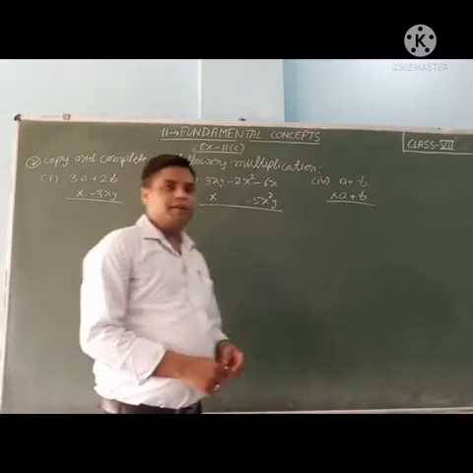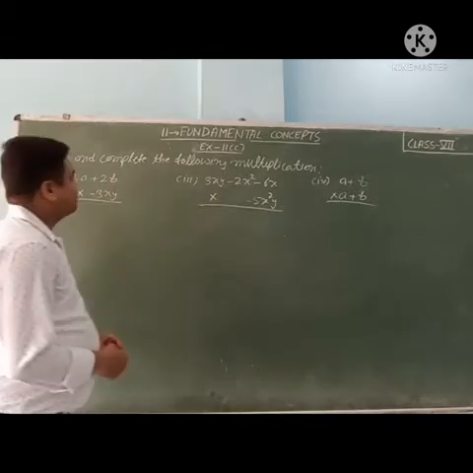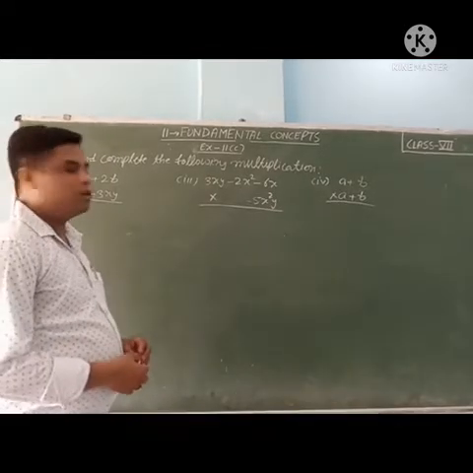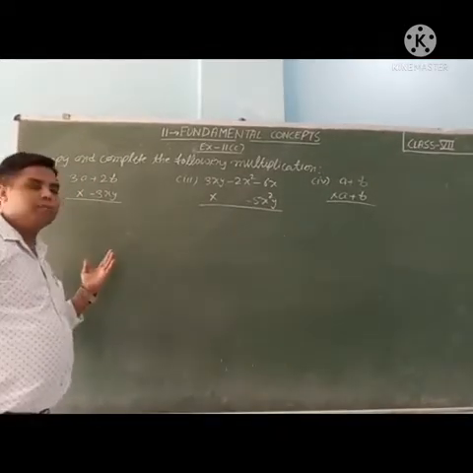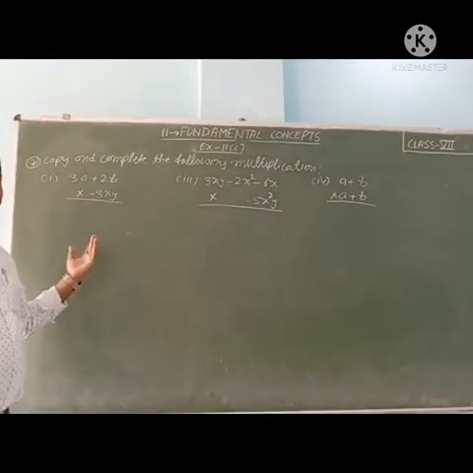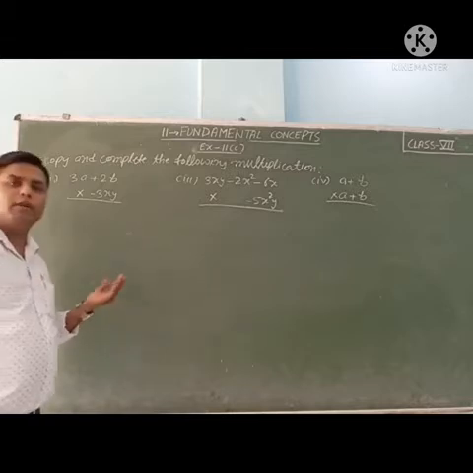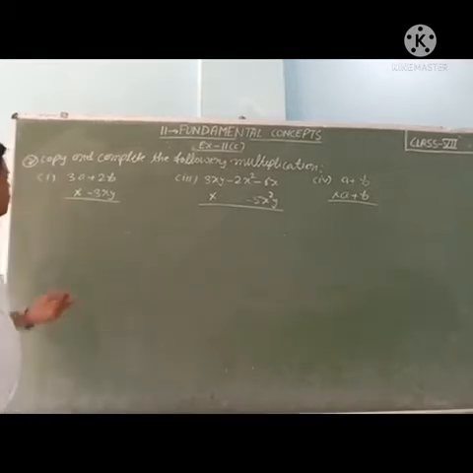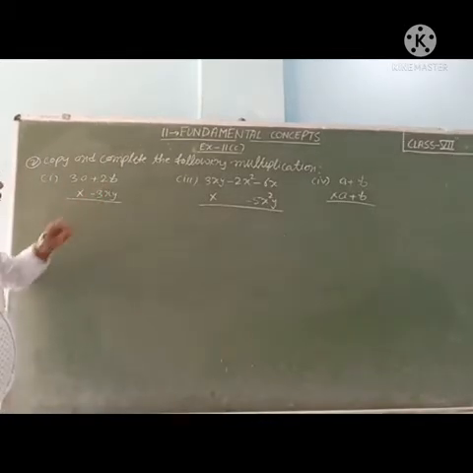Now students, the second sum: copy and complete the following multiplication. So we have to do the multiplication, but these questions are given in column form. So by using the column method, we will do the multiplication. So minus 3xy multiplied by 2b.